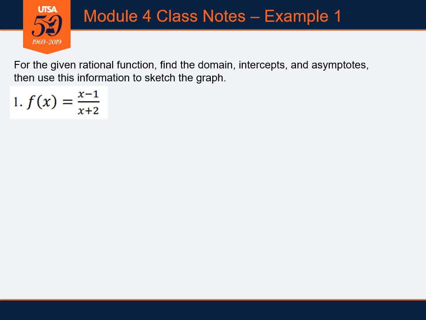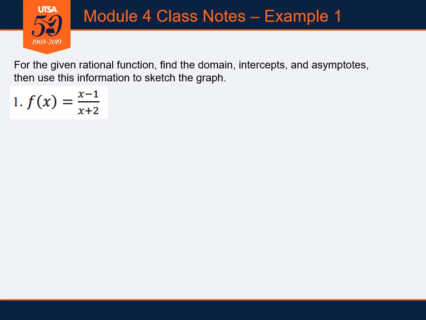And here we are with Module 4 Class Notes Example 1. We're taking a look at rational functions and graphing rational functions. If you have not done so yet, please check out the Example 0 where I introduce the characteristics of rational functions in this Module 4 video series. Assuming that you have that information, we're going to try to sketch the graph of this rational function by first identifying the characteristics and properties like domain, intercepts, and asymptotes.